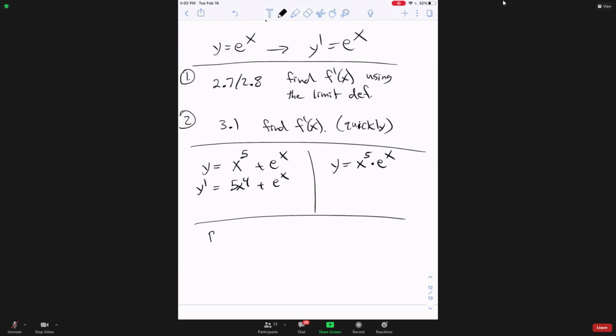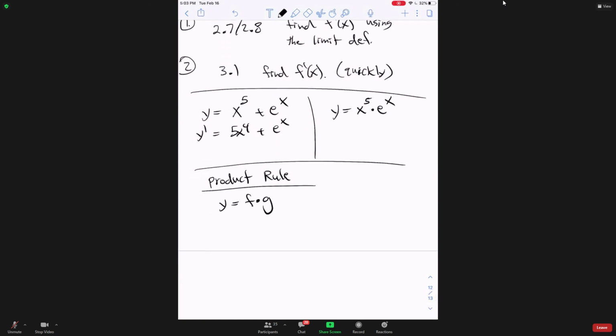And the product rule, which is what we're going to talk about next class meeting, is if you have y equals f times g, the derivative is not just the derivative of each one individually. Here's the rule for it. Let me just write it. So f is the first part, g is the second part. So the derivative would be f, the first part, times the derivative of the second, plus the second times the derivative of the first. And then from there, we'll go from there. But anyway, we'll talk about that more later on Thursday.